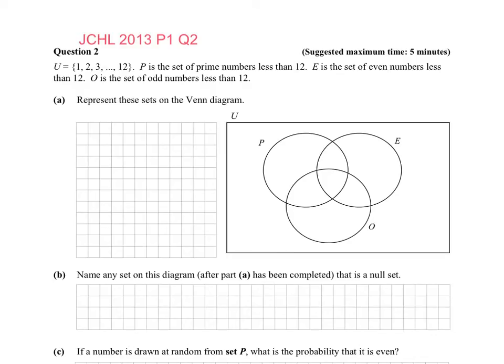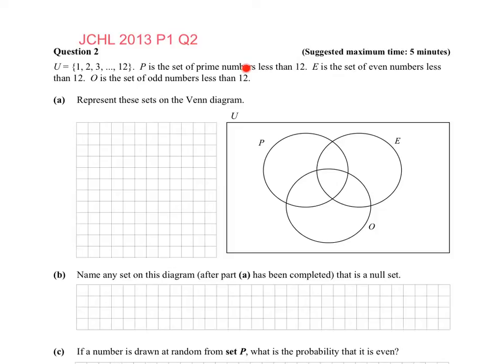Junior Cycle Higher Level 2013, Paper 1, Question 2. This is a sets question, and you're told that the universal set is, by virtue of the dot to dots, we're assuming that every single whole number from 1 up to 12: 1, 2, 3, and we're assuming 4, 5, 6, 7, 8, 9, 10, 11, 12. And those numbers can go somewhere in this universal set.